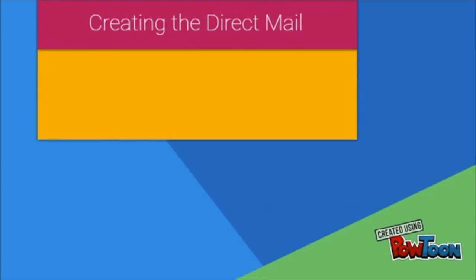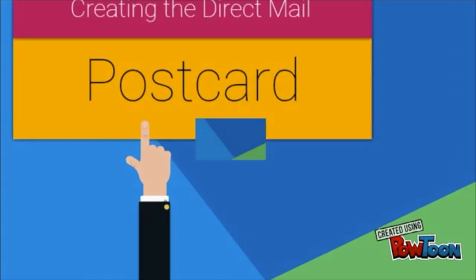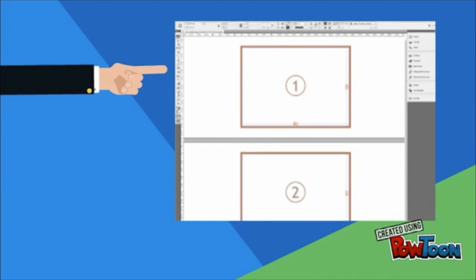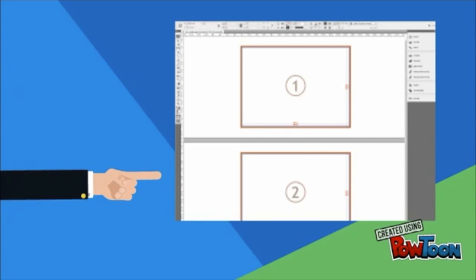The next step in our project is going to be to create our direct mail postcard. Our document is going to have 2 pages. Page 1, we're going to call the front, is going to have the images that show our product or service, and page 2, or the back, is going to have the text and information about the product.